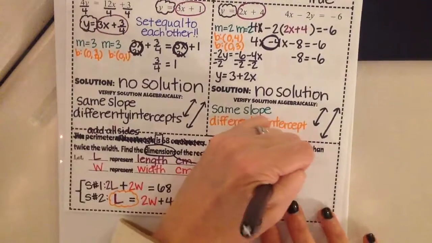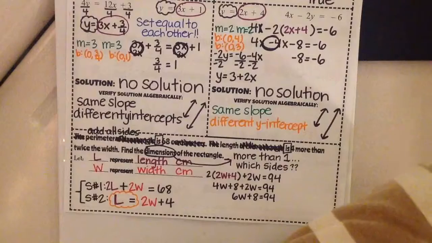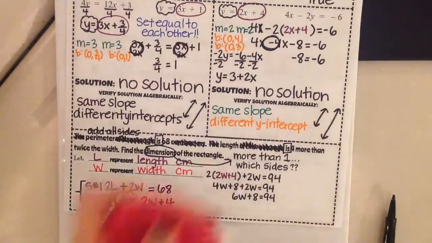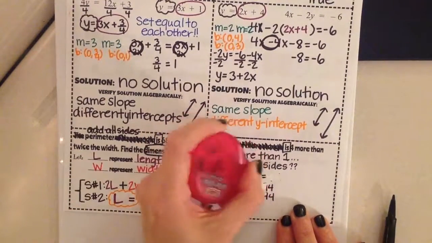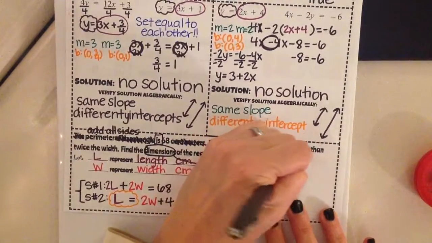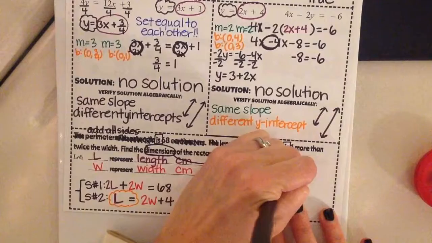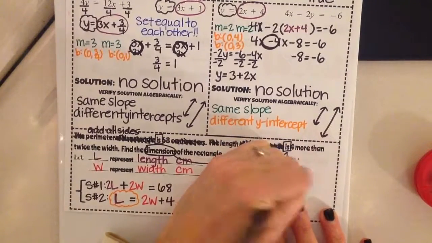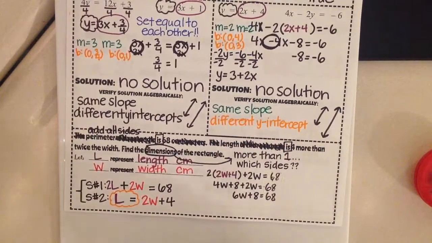I'm sorry, 68. I don't know where I got 94 from. Let me fix that real quick. I was thinking that didn't look right. Let me fix that, because if I don't fix that, we're not going to get the right answer. 68. Okay, that's the correct perimeter, 68.